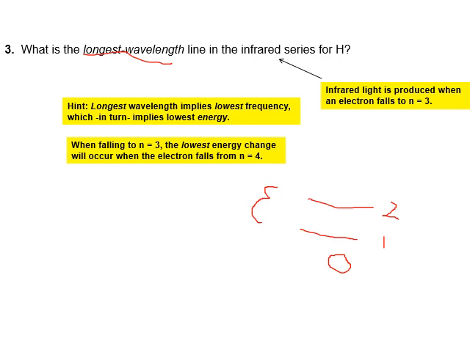just drew there. Now for infrared light, that's going to be produced when we fall down to n equals 3. n equals 2 would be visible, n equals 1 is ultraviolet. So we want this to fall from 4 to 3. And that's mentioned here, but you can also figure it out just in your head without doing too much thinking. So let's go to the next slide.